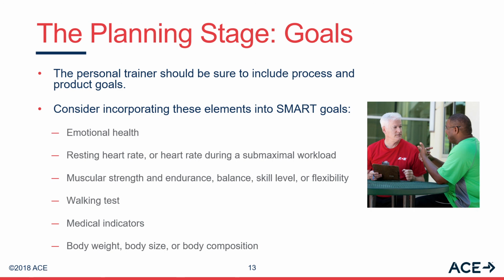So a process goal is something a client does, such as completing a certain number of workouts per week, right? So we talk about process goals. A product goal is something that's achieved from the process goal, whether it's weight loss or resistance lifted and a training program. That's the difference between those two. So they work hand in hand together. But we want to make sure we're thinking about these things when we're setting our goals as well.